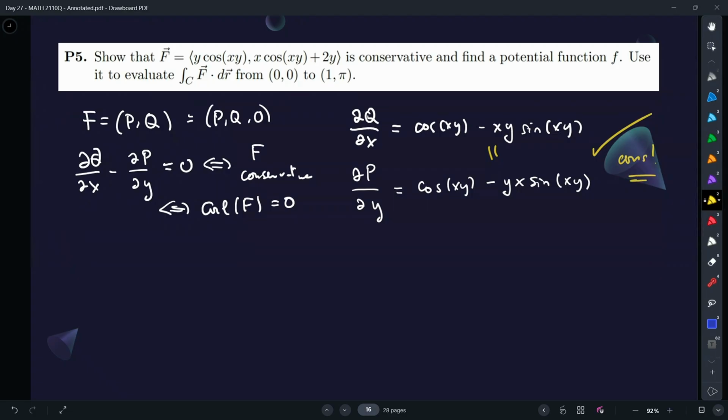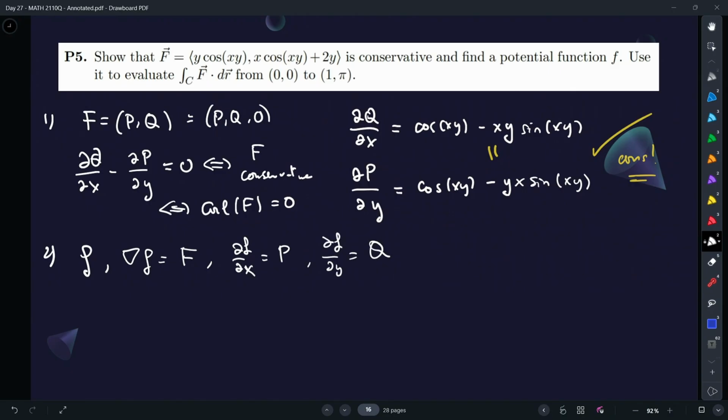So now I can move on to try to find the potential function. How do I find a potential function? A potential function is a function f such that the gradient of little f is capital F. So what that means is that the derivative of f with respect to x is that function P, the first coordinate, and the derivative with respect to y is that second function Q.